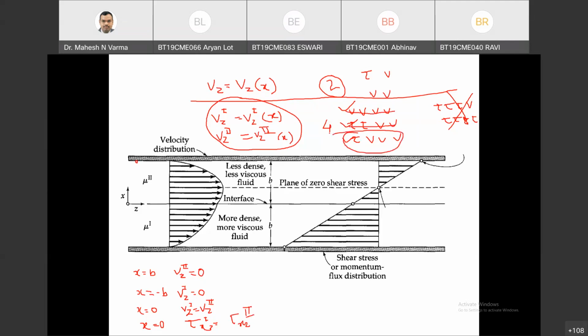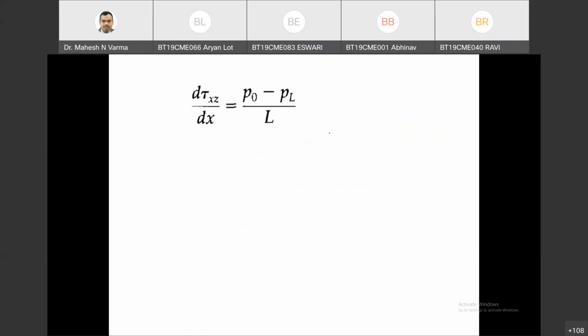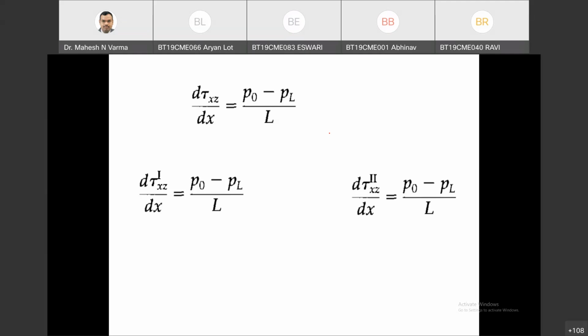So overall, I can say that everything is given and this problem is solvable. There is nothing hidden or nothing not given, such that I cannot solve the problem. As this is a two-phase problem, the viscosities are different. So the shell balance will be different for phase 1 and different for phase 2.